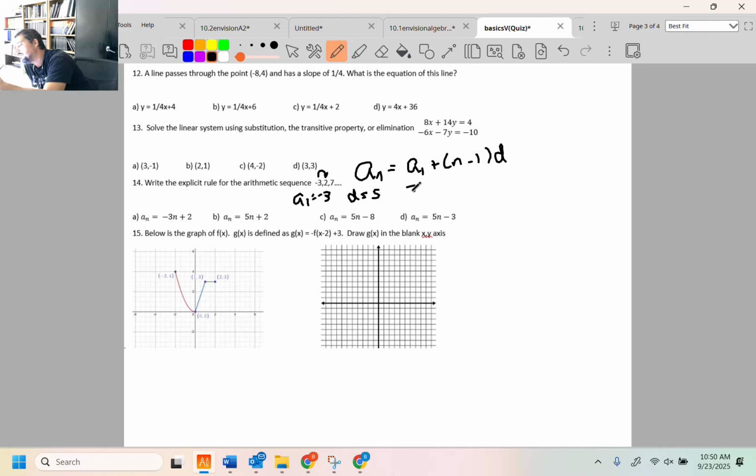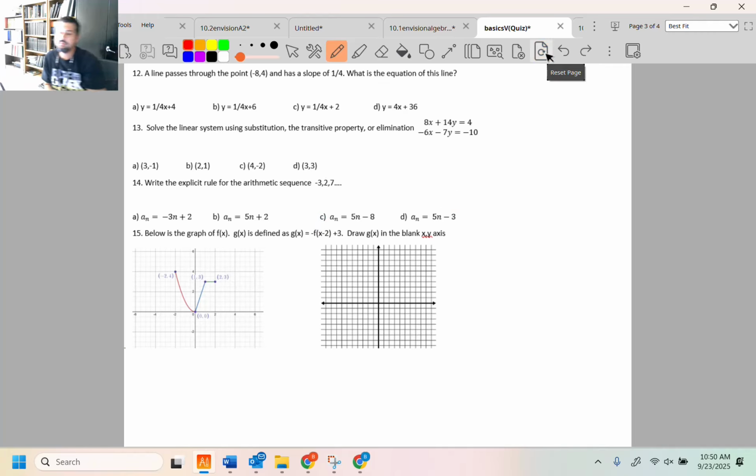And we're just going to plug into our formula. Negative 3 plus n minus 1 times 5. We'll have negative 3 plus 5n minus 5. A negative 5 and a negative 3, if you put them together, you get a negative 8. I saw at least one kid write that and then choose something else. I didn't think it was too hard.